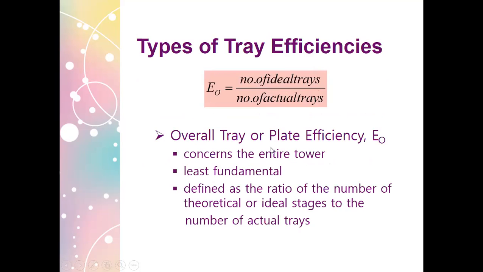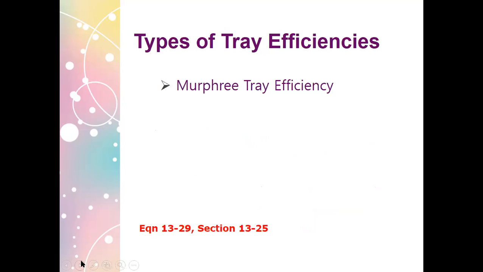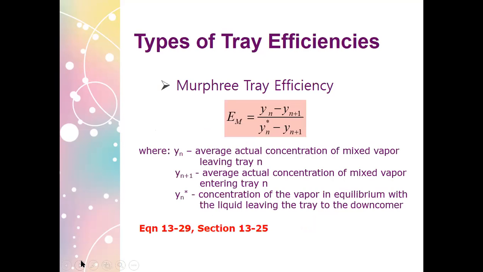So overall tray or plate efficiency is represented as E sub O. And this concerns the entire column. It's the least fundamental, meaning it's the least accurate of the three. I will discuss that later. This is defined as the ratio of the number of theoretical or ideal stages to the number of actual trays. The Murphree efficiency is the most often used manner of expressing the efficiency of a stage or tray.